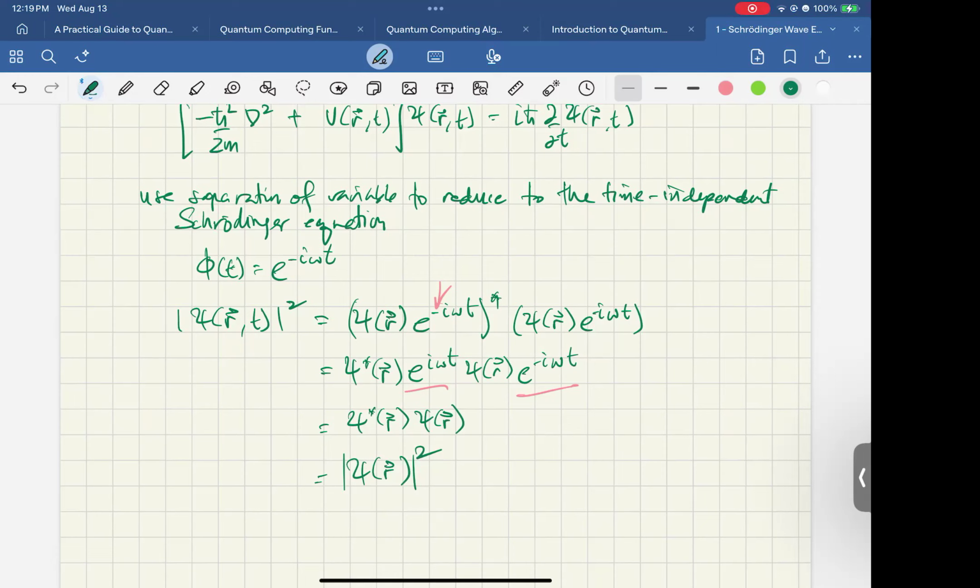So when you reduce from the time dependent solution to the time independent solution, the probability density remains the same.